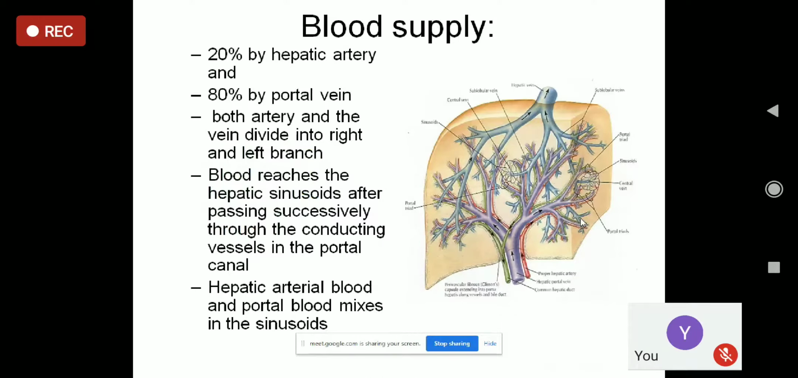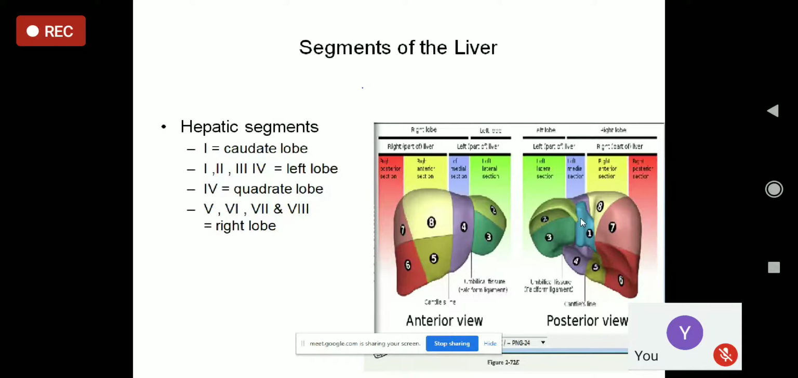Now blood supply. Couinaud classification. Hello class. Excuse me. Yes, ma'am. So please remember this one: you have to put 1 in the caudate lobe and 4 in the quadrate lobe. Okay, then you go like this.